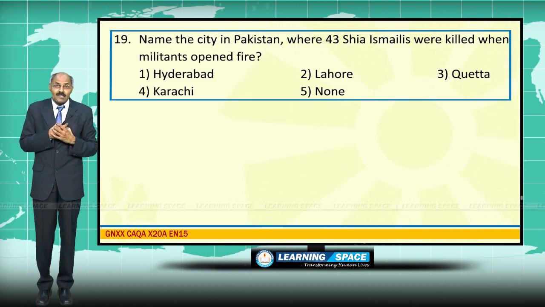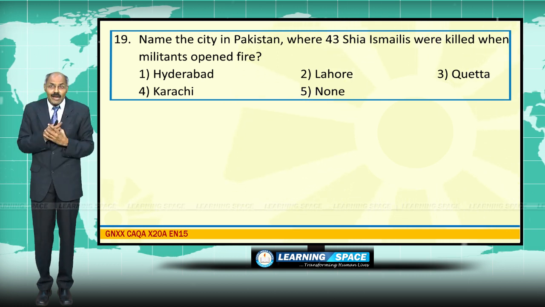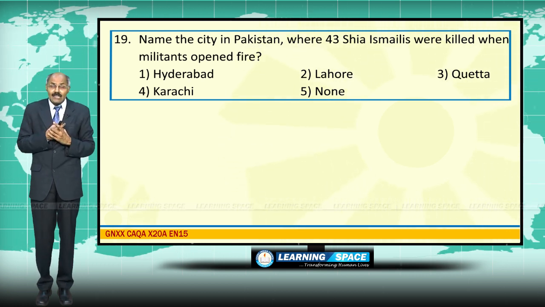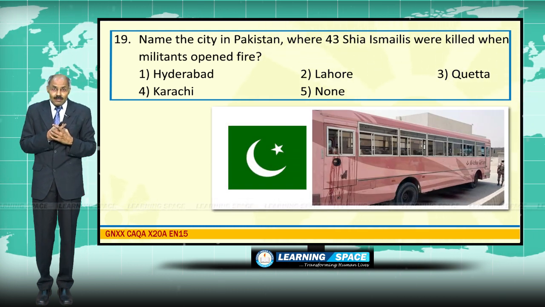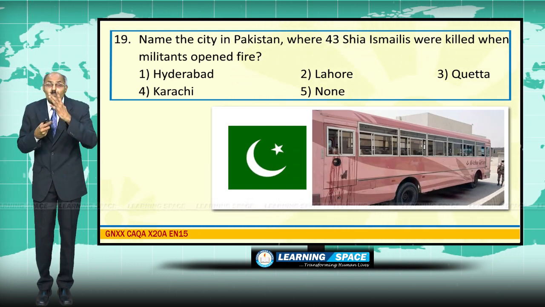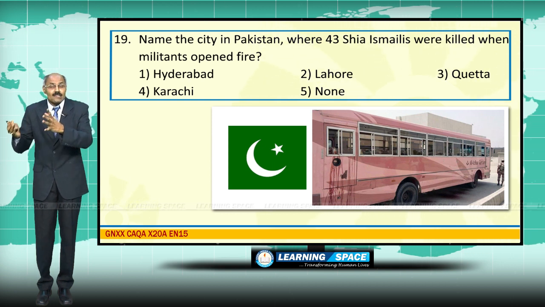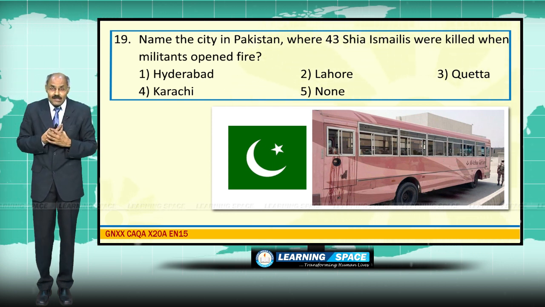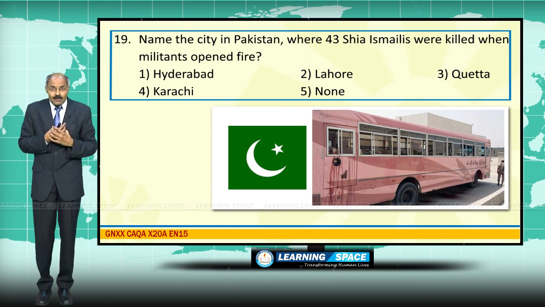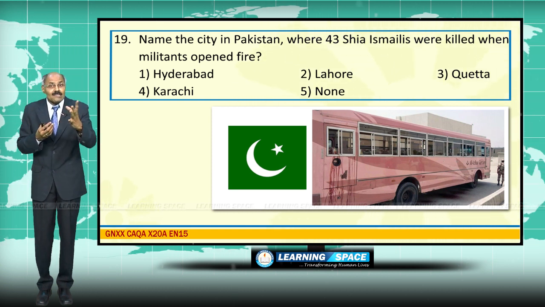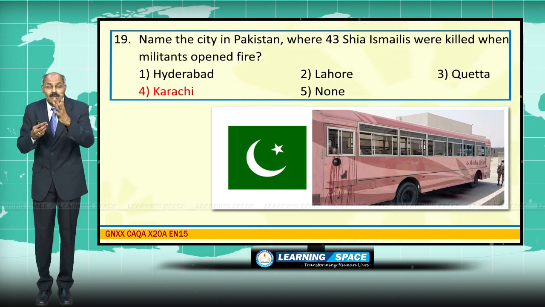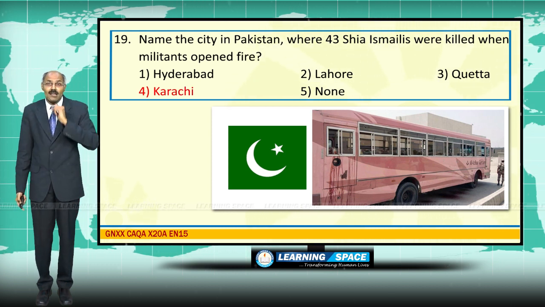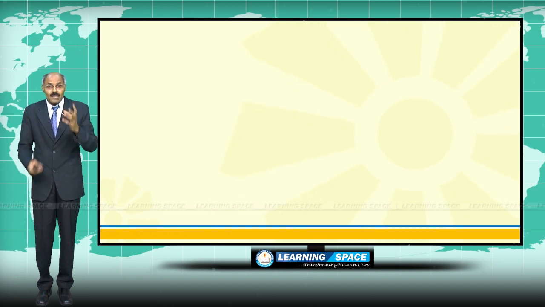Name the city in Pakistan where 43 Shia Ismailis were killed when militants opened fire. Shia Ismailis are a subsect of Shias. They were traveling in a bus and militants attacked the bus in Karachi city and 43 people lost their lives. This occurred in Karachi, Pakistan. Please look into the next one.